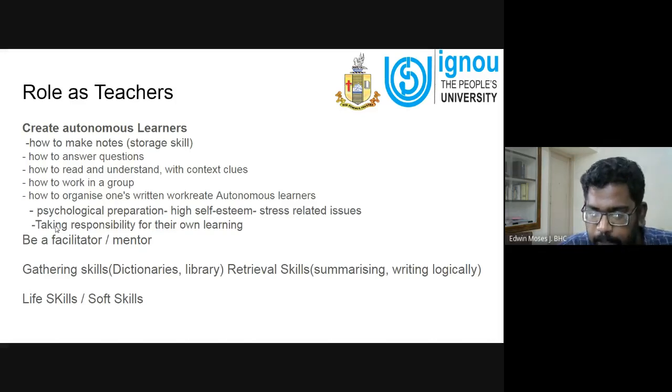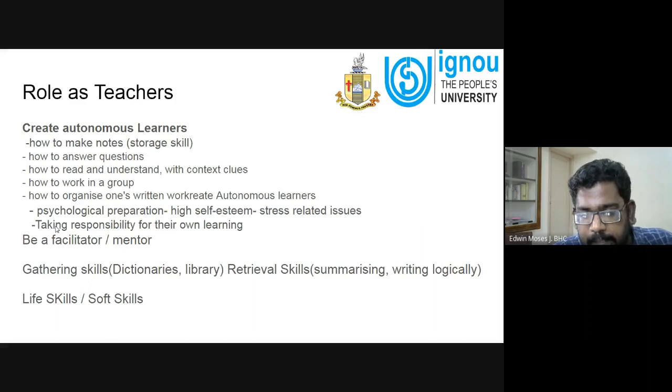Psychological preparation, that is where your academic and especially the psychological preparation, stress-related matters. Building a holistic personality, right? A teacher plays an important role in building a holistic personality, right? Character formation, teaching morality to students. So you should ultimately make them take responsibility for their own learning, right? These are all part of creating autonomous learners.